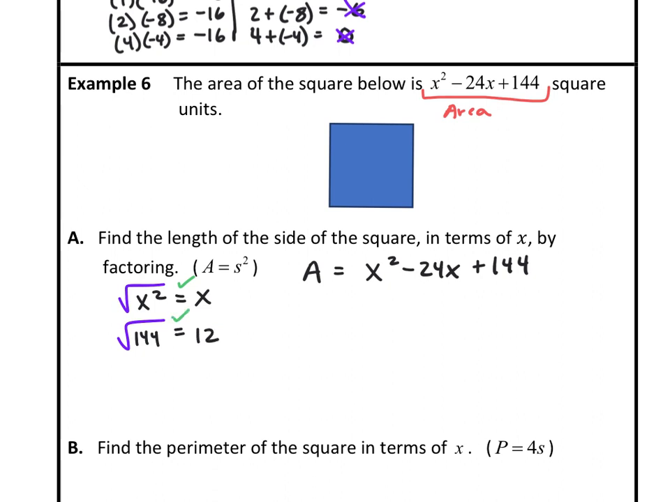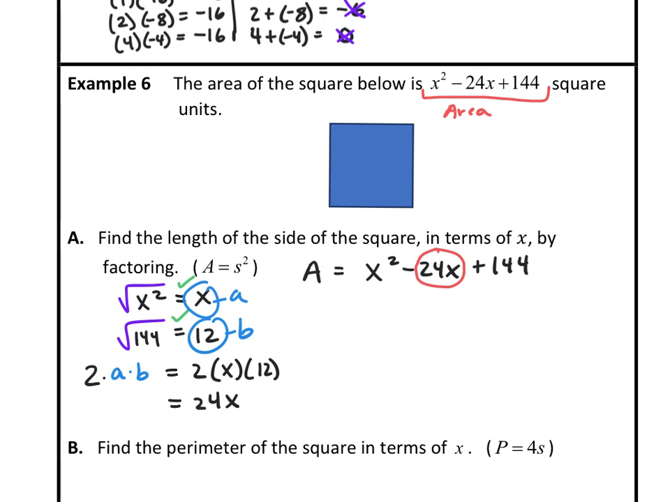So yes. And then we got to check what's 2 times a times b. It's 2 times x times 12. Right, because this is my a, this is my b. 2 times x times 12 is 24x. And so that matches, right? So everything checks off. So we have a perfect square.